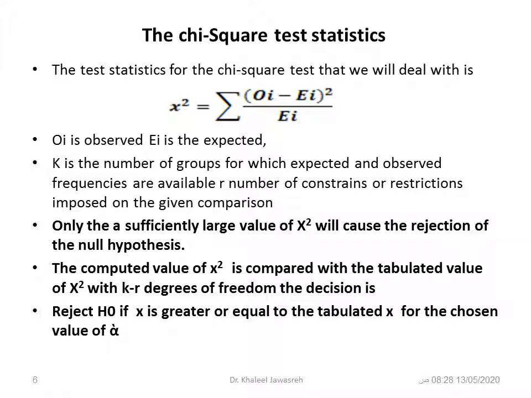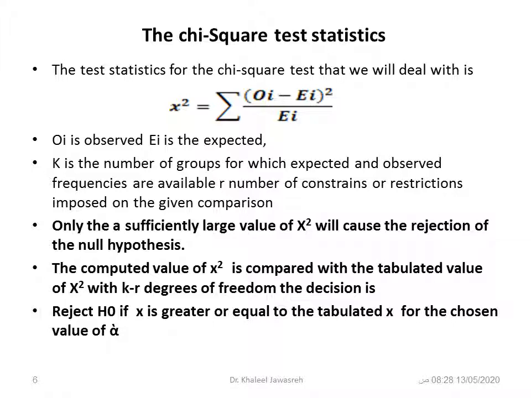Only sufficiently large values of chi-square will cause the rejection of the null hypothesis. From this formula, we get a value called the chi-square value, and this chi-square should be large enough to reject the null hypothesis. You need to go back to the hypothesis testing lecture: what do we mean by the null hypothesis? If the chi-square is very large compared to the tabulated chi-square, it means that we can reject the null hypothesis. It means there is a significant difference between the observed and the expected.